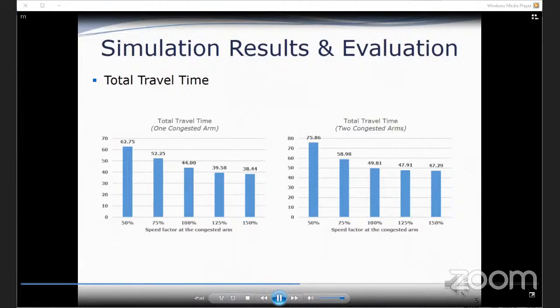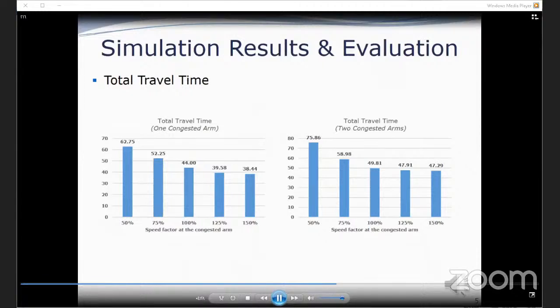However, in the case of increasing the speed factor from 125% to 150%, the total travel time decreases by only 2.8%. In the case of the 2 congested arms, increasing the speed factor from 100% to 125% reduces the travel time by 3.8%, while incrementing the speed factor from 125% to 150% lowers the travel time by only 1.3%.